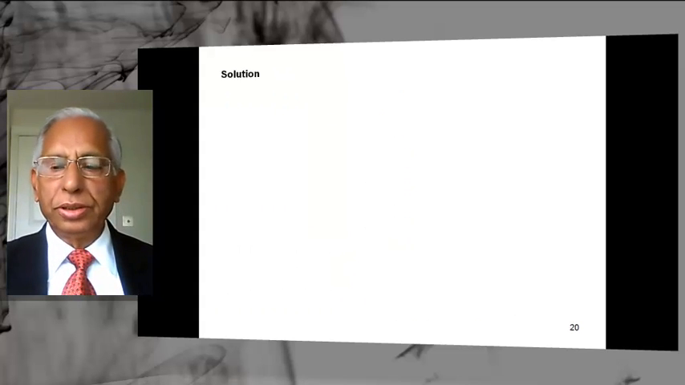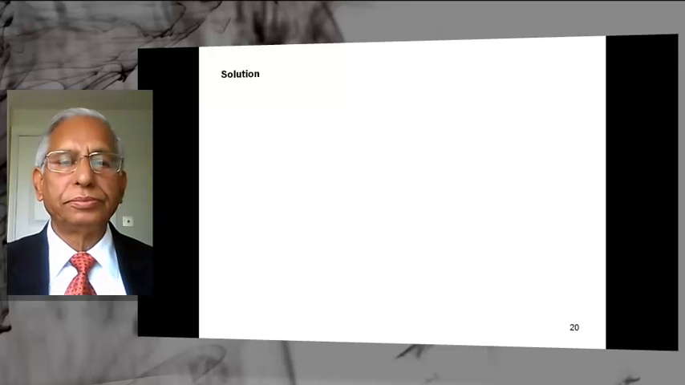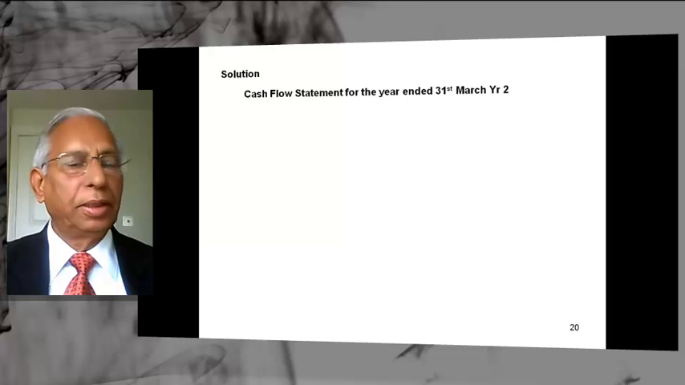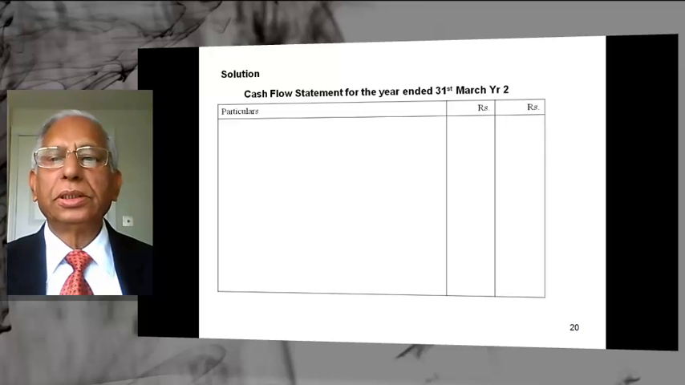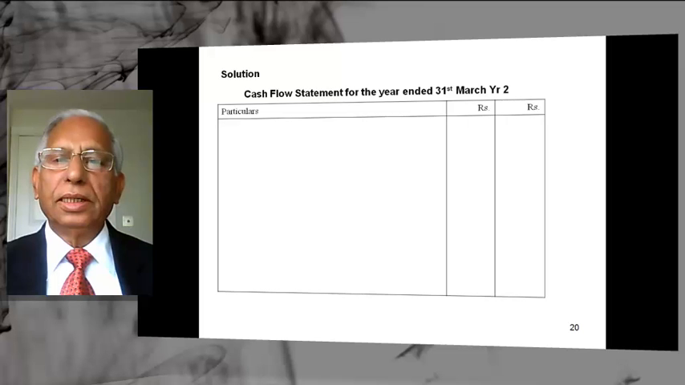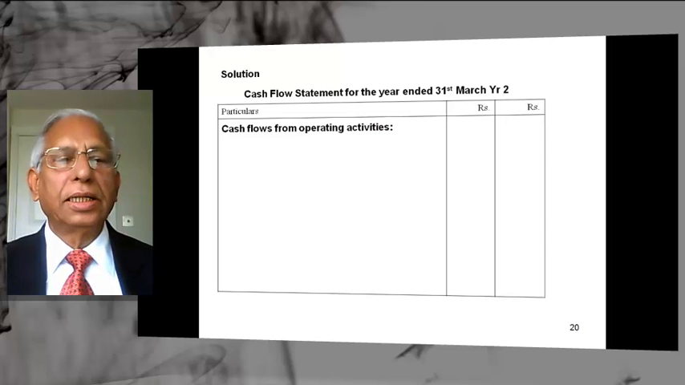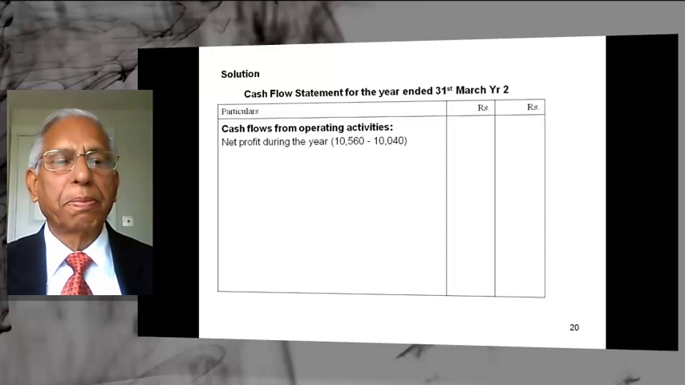Now see the solution. For preparing cash flow statement for the year ended 31st March year 2, this is the format as was illustrated in the exhibit. First item is cash flows from operating activities. All the items will be listed here one by one.